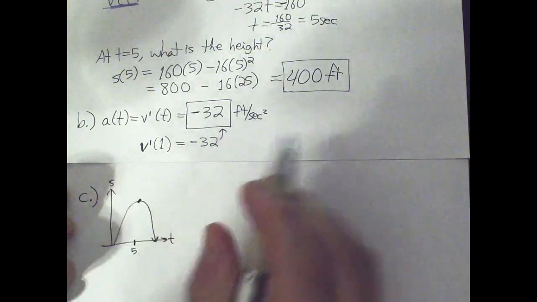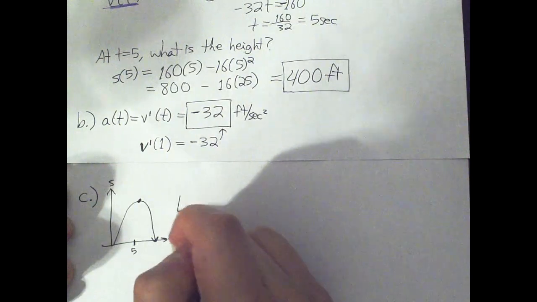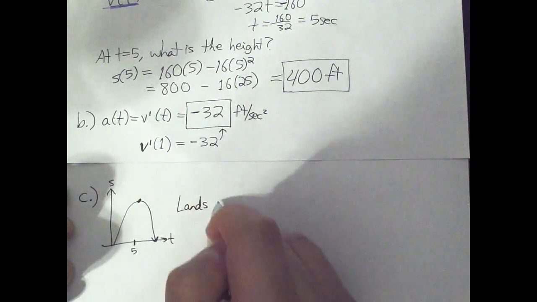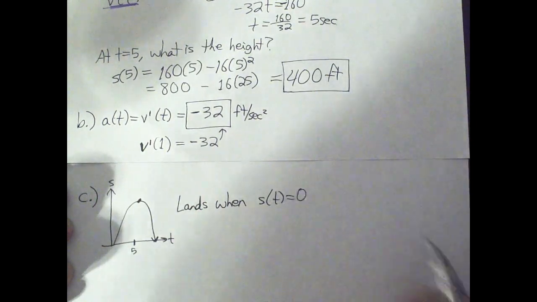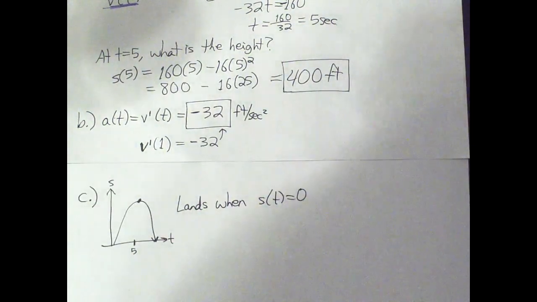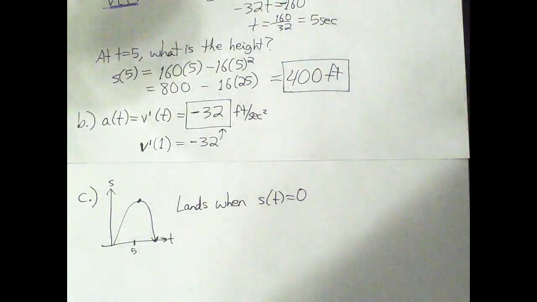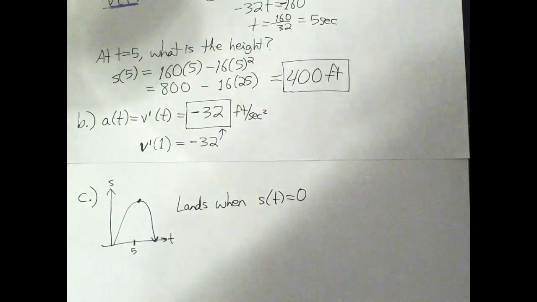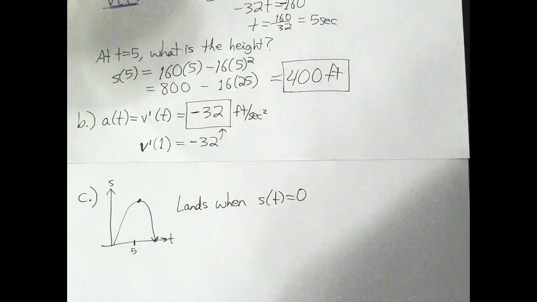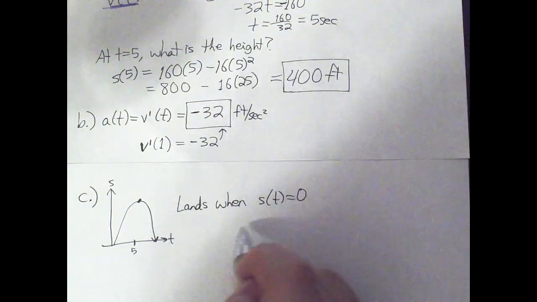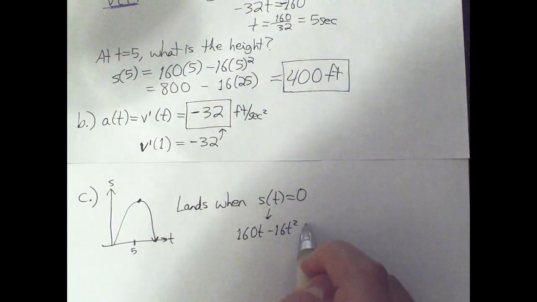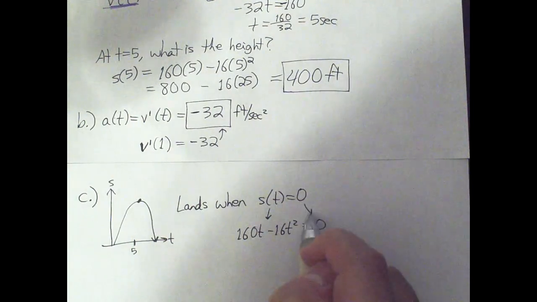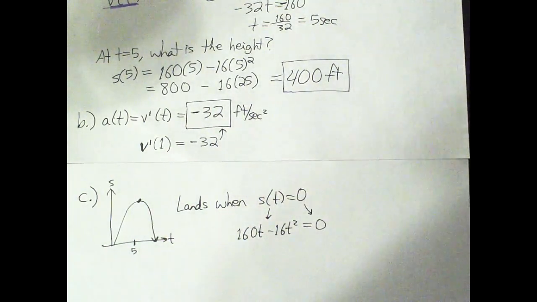T, S. All right, I want to say that the rock lands when S of t is 0. S of t is supposed to be the height above the ground, and I think we could safely say that the rock has landed if the height above the ground is 0. So let's take S of t, there's 160t minus 16t squared, and let's say it equals 0. And let's just solve for t.